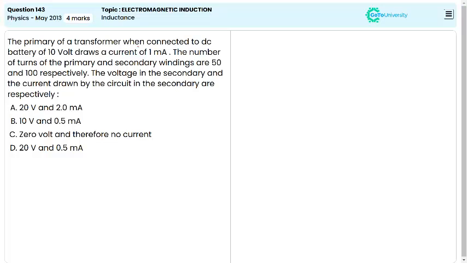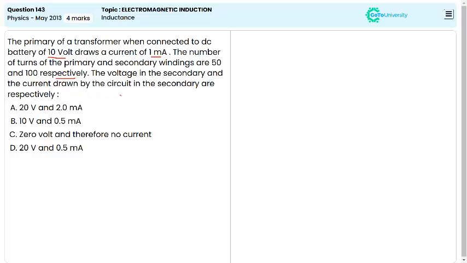The primary of a transformer, when connected to a DC battery of 10 volts, draws a current of 1 mA. The number of turns of the primary and the secondary windings are 50 and 100 respectively. Okay, so N1 is equal to 50 and N2 is equal to 100. The voltage in the secondary and the current drawn by the circuit in the secondary are respectively.